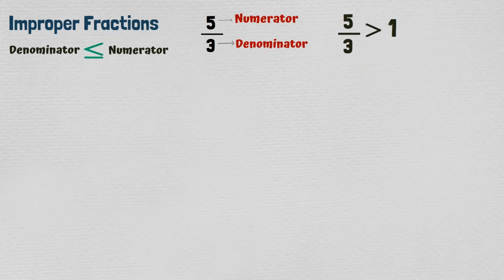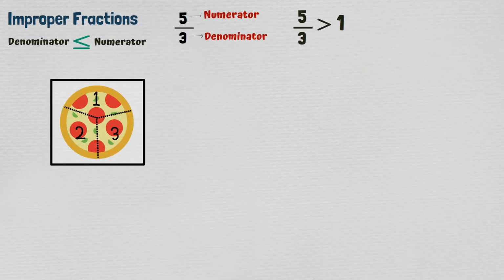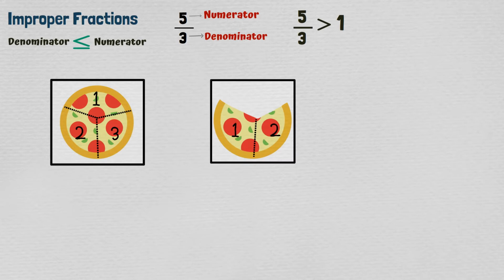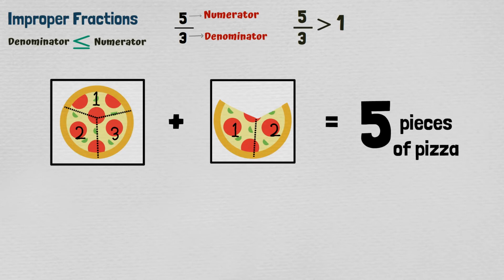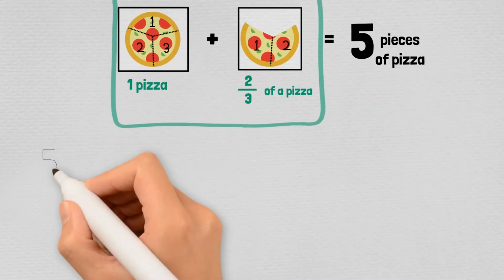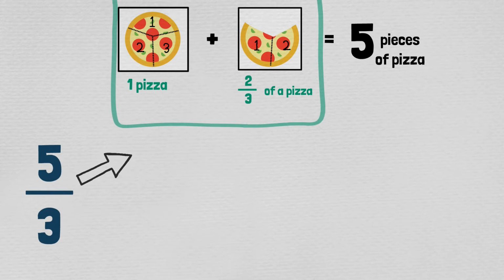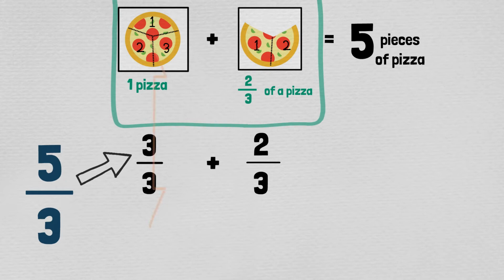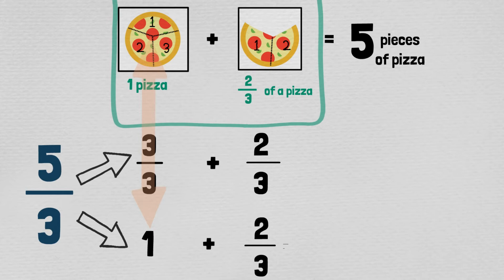If we take a pizza and divide it into 3 pieces, but we also have 2 extra similar sized pieces from another pizza, we have 5 pieces in total. So in other words, we have 1 full pizza and 2/3 of another one. Or we have 5/3 equals 3/3 plus 2/3. Since 3/3 is equal to 1, then 5/3 equals 1 plus 2/3.